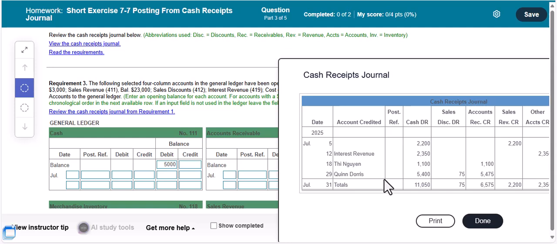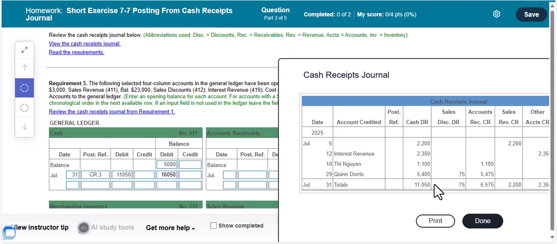So the first one is $11,050 here as a cash debit. And then again, what date is that on? July 31st, the end of the month. Posting reference is CR3, and we are debiting for $11,050. And that's going to give us a balance of $16,050.